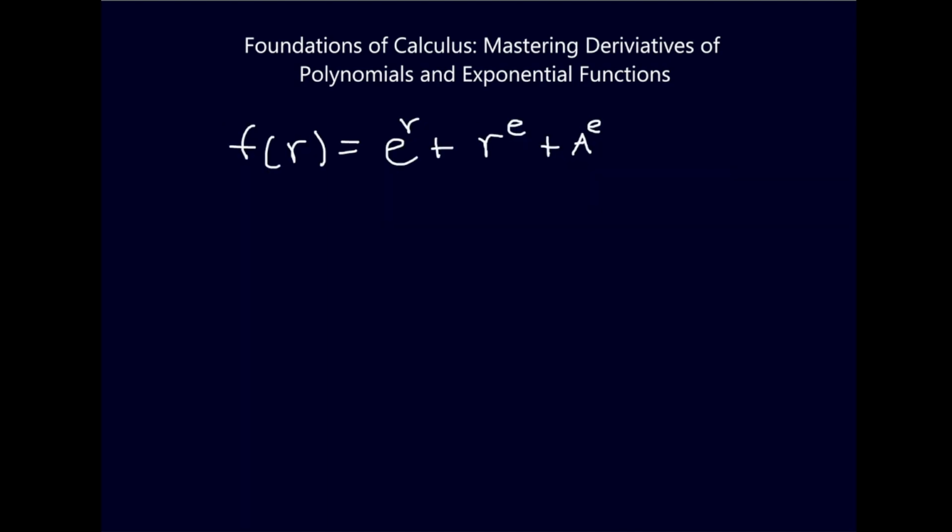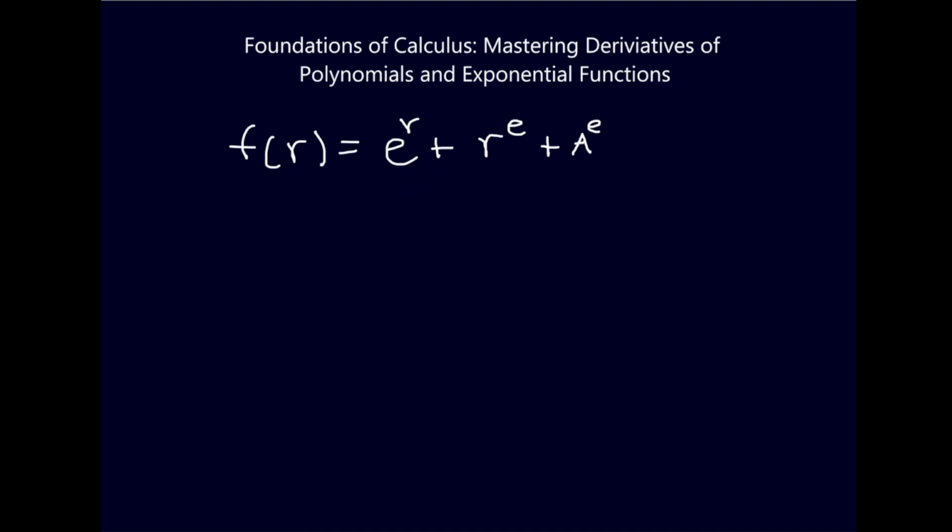Okay, so for our next problem, we have f of r equals e to the r plus r to the e plus a to the e. Now this one might look a little bit more confusing at first, and it does ramp up in really understanding what is going on, which is why I wanted to include it, but it's actually not that difficult. So let's break this down step by step.